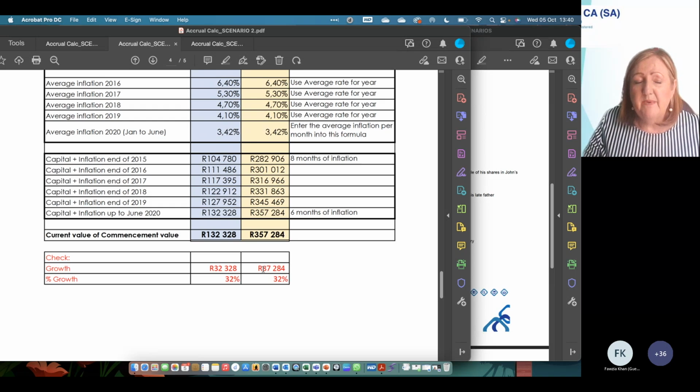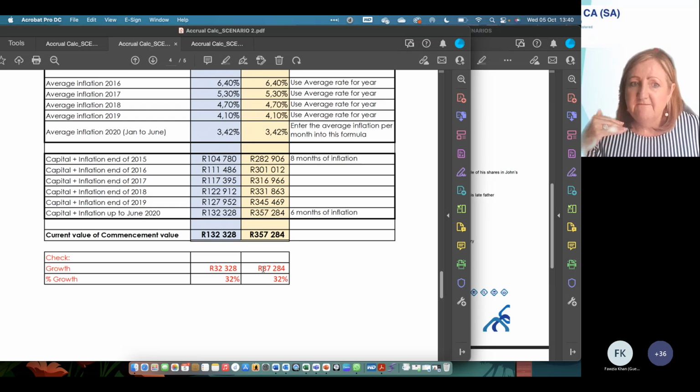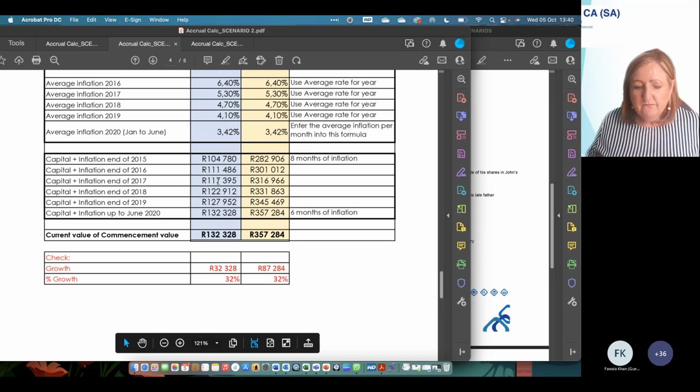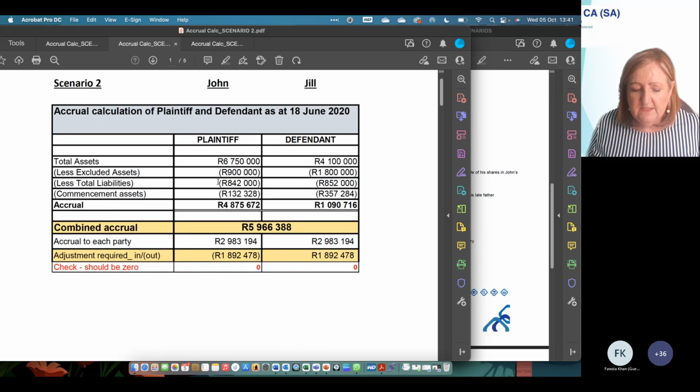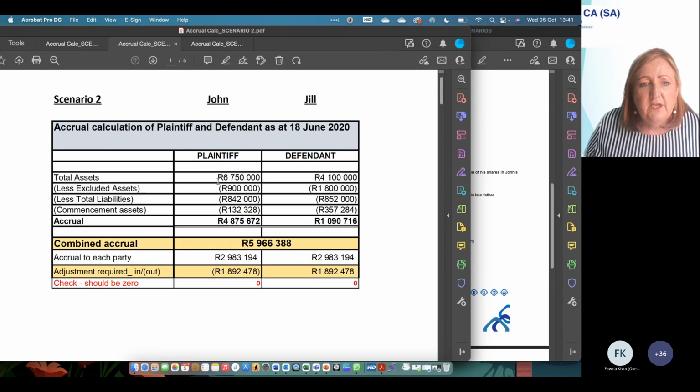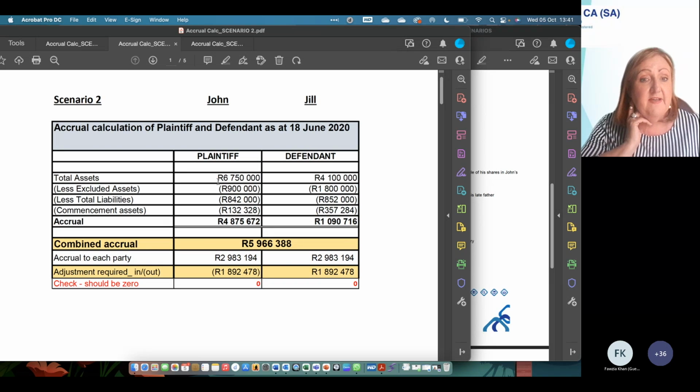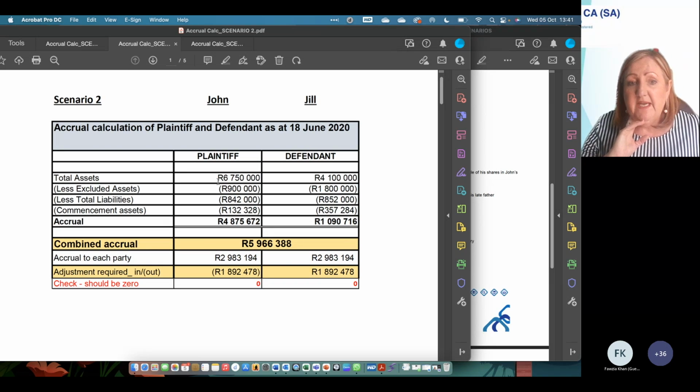Food, everything has gone up, and it's because of this cumulative effect of the inflation. Hence, we get to an actual growth of 32%. Okay. And then the last slide was just the table of the CPI. So we can go back to the first summary. There you see that 132,000 that we deducted as the commencement value for John, and then 357,000 as the commencement value for Jill. And that is scenario 2.